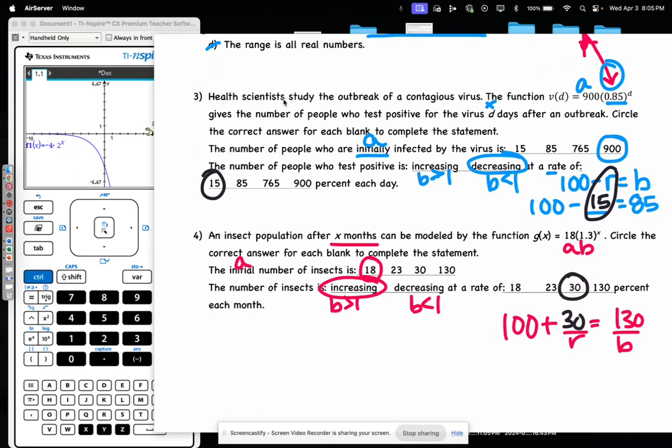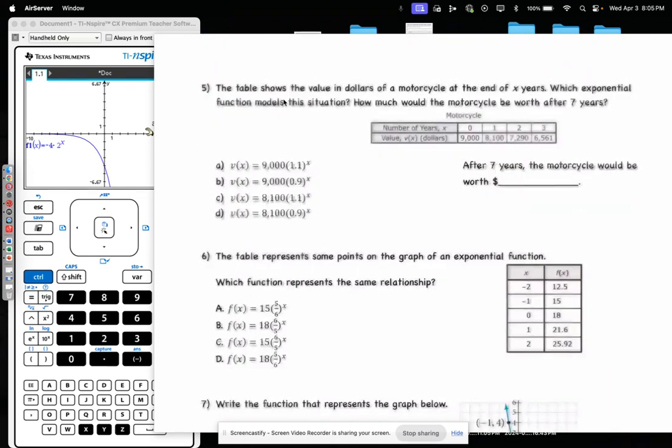Sometimes they'll write it as a decimal. In this case, they wanted the percent. They give us a table here. It shows the value in dollars of a motorcycle at the end of X years. Which exponential function models the situation, and how much would it be worth at 7 years? So you can do number 4, lists and spreadsheets. We did talk about when it's exponential. Pay attention to those words.